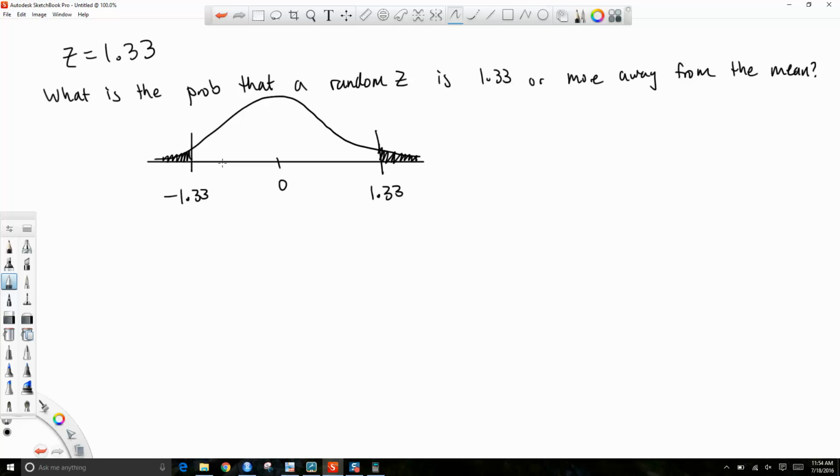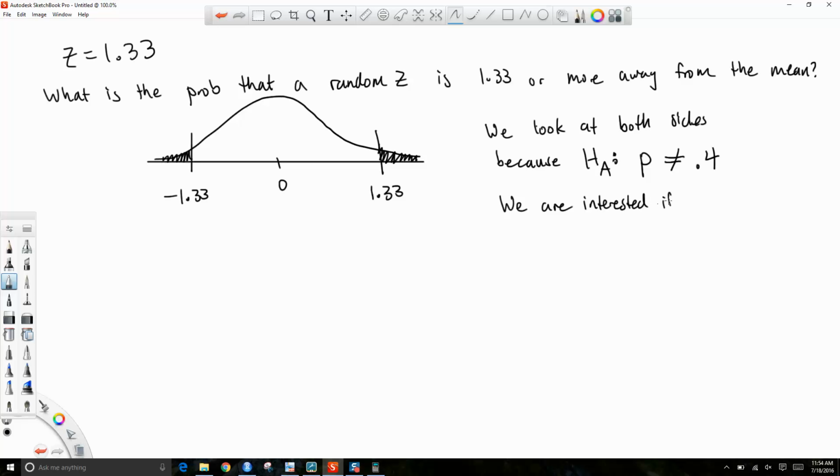Okay. And the reason why we look at both sides is because the alternative hypothesis that we said was p is not equal to 0.4. So in this case, we would be interested if p is much bigger than 0.4 or much lower than 0.4. So we are interested if p is greater than 0.4 and if p is less than 0.4. Okay, so we're going to look at both sides.